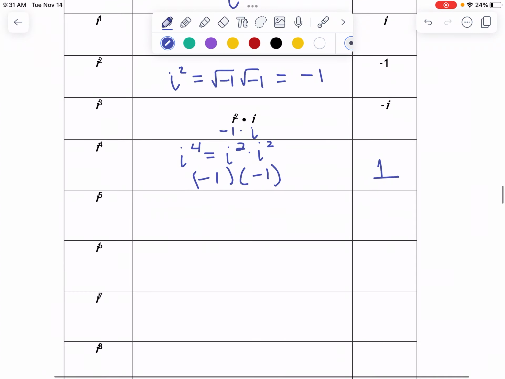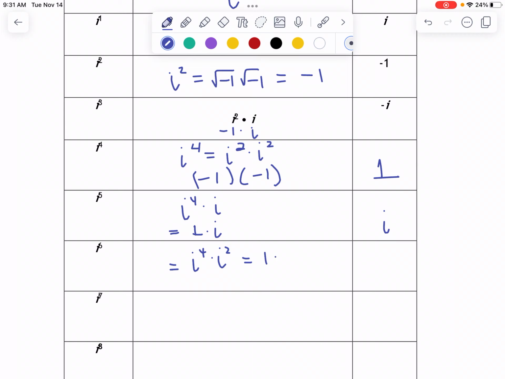I to the fifth, I might think of as i to the fourth times i. I know that i to the fourth is 1, and I will just leave the i, so we end up with i. I to the sixth, I might think of as i to the fourth times i squared, which gives me a positive 1 times a negative 1, which gives me negative 1.